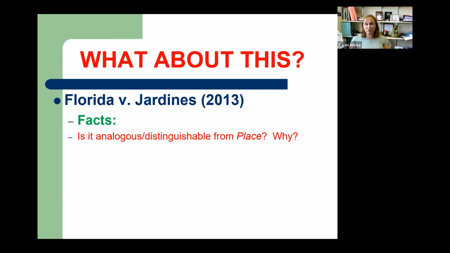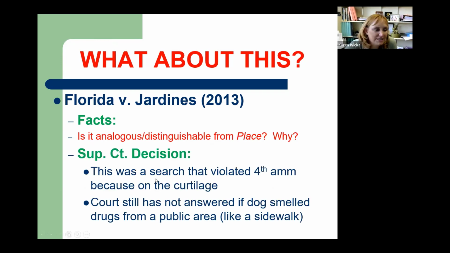How is it distinguishable? In Place, they were in a public place that anybody could go around. But in Jardines, they were walking on the porch of a house. So that is a place that is expressly protected by the Constitution, the house and the curtilage. Since it is already expressly protected, the court said it is a search then. Since they are on the curtilage, it makes it a search.